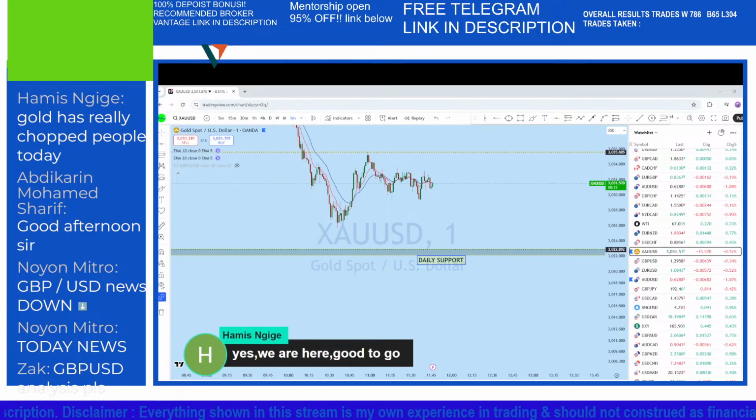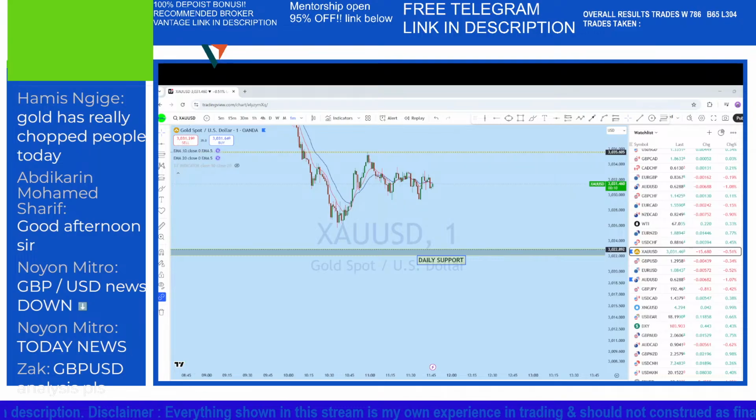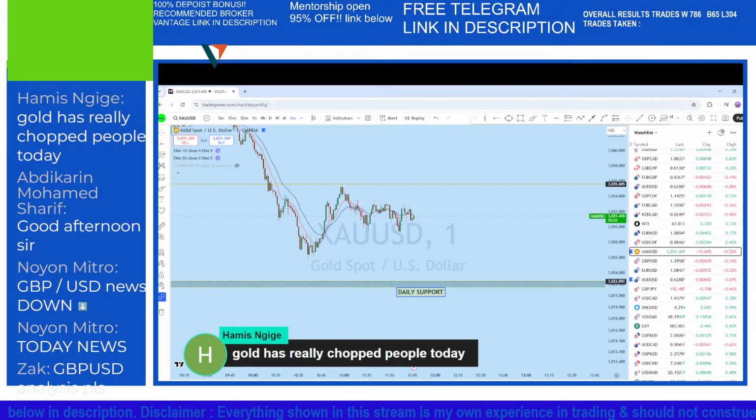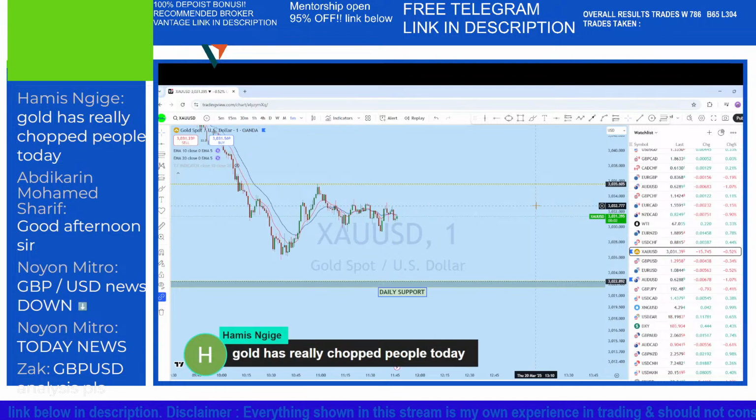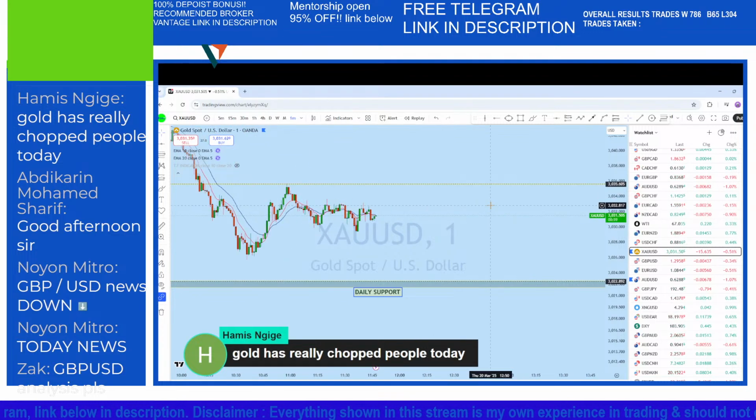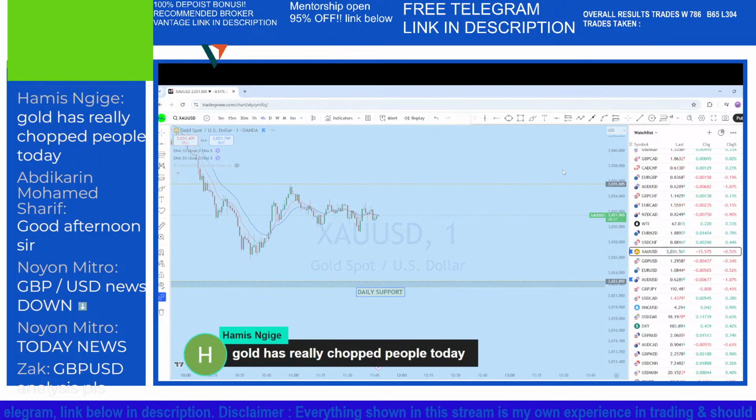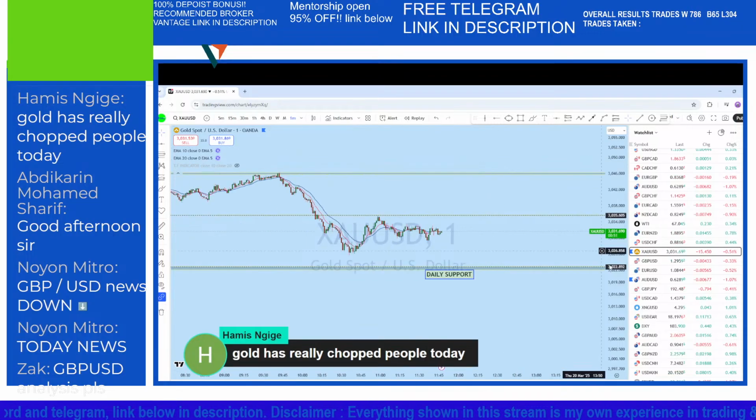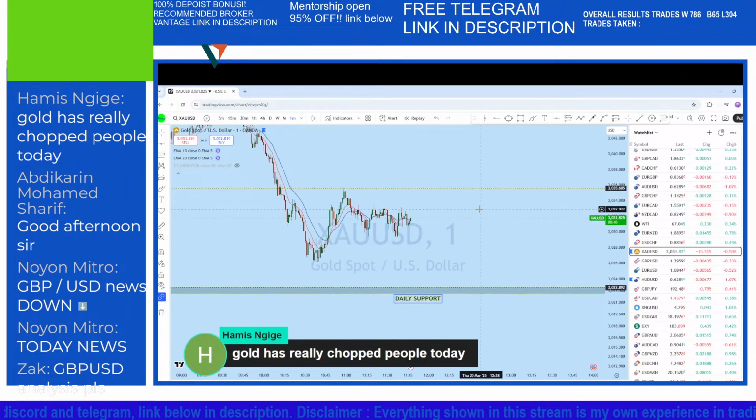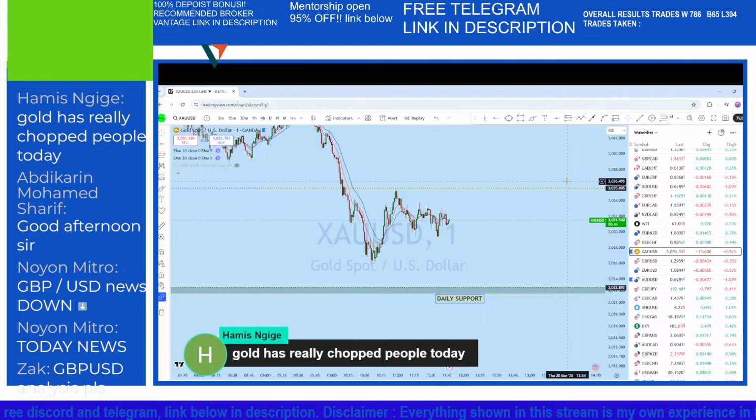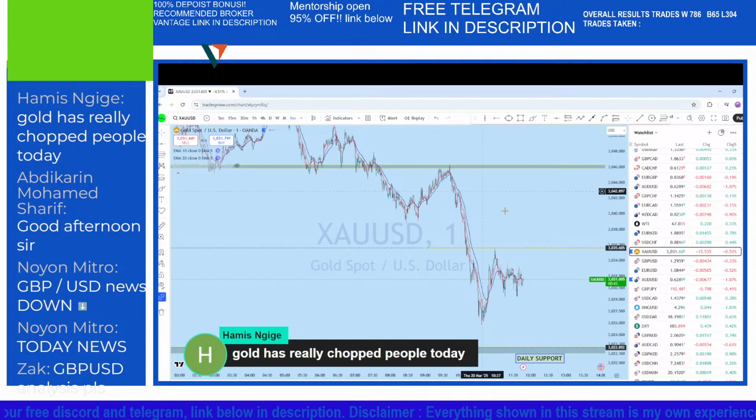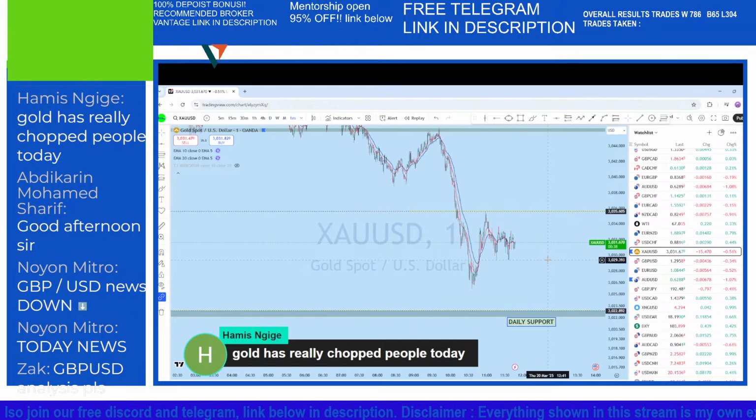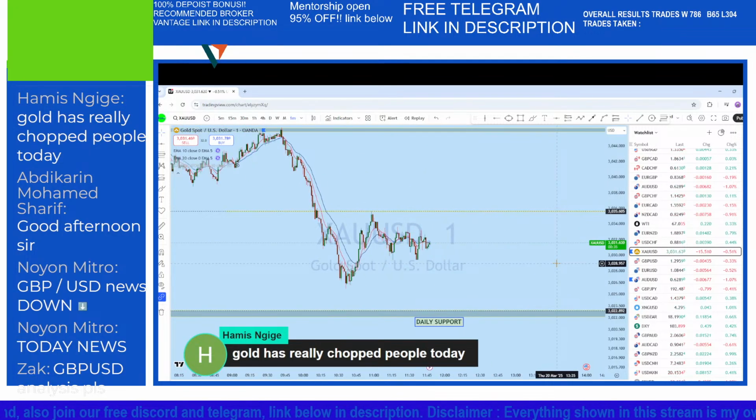Gold had really chopped people. Yeah, there has been a breakdown, not much, but which is expected, because there was a pullback, and that pullback was significant. If you look at the bigger picture here, this is the daily chart, and in that area you can see this is a resistance line, and there has been a significant breakdown, and that breakdown has come back well below. Yeah, there was a significant movement.